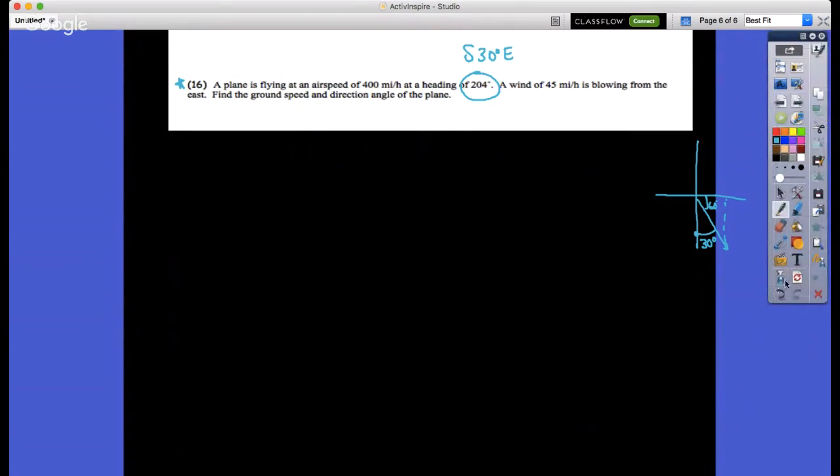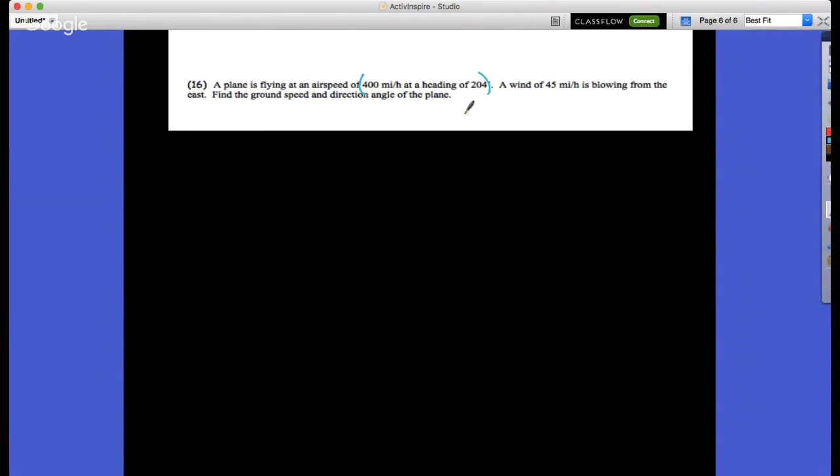But because this one's a little bit different, we're just going to go off of this, okay? And what we're going to say is this, and this is kind of similar. We have our plane, okay? And we have our wind.